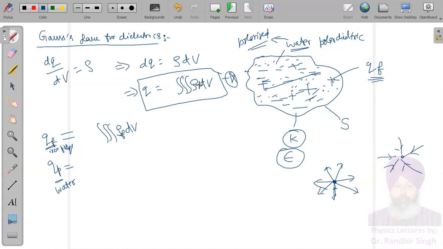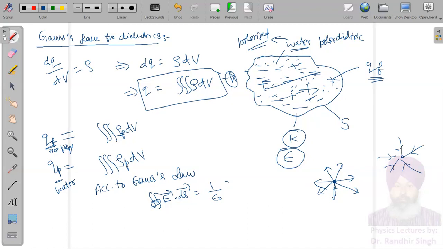Now, according to the expression so far, I can write this again as rho p dv. Is it okay? Now, according to Gauss law, the double integration over a closed surface of E dot ds is 1 over epsilon naught times the net charge enclosed. So this equation will become 1 over epsilon naught times the net charge, which is actually the sum of two charges, free charge and the polarized charge. Is it clear up to this point?